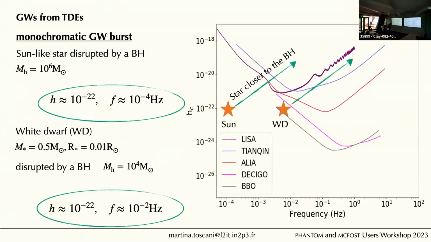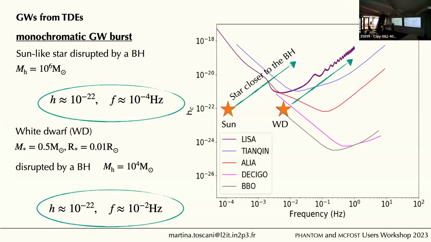So the gravitational signal is due to the time variation of the black hole-star system mass quadrupole. And we can approximate it, just to do some analytical estimates, as a monochromatic burst. In particular, if we assume the standard TDE scenario, that is a sun-like star disrupted by a 10^6 solar mass black hole, that we assume at a typical distance of 20 megaparsec, we have that the strain is around 10^-22, with a frequency around 10^-4 hertz.